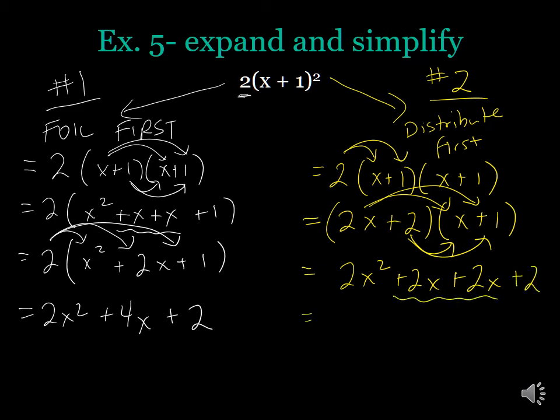Collect like terms. So those are the middle terms. 2x squared, 2x plus 2x gives you 4x, plus 2. And as you can see, we got the exact same answer, like we should. Just two different ways of doing the exact same question. So just to reiterate, I'm not going to force you to do either one of these two methods. You practice both of them a couple times maybe, and then you pick which one you actually like the best. There is no right answer. There is no one that's better than the other. It's completely up to you.